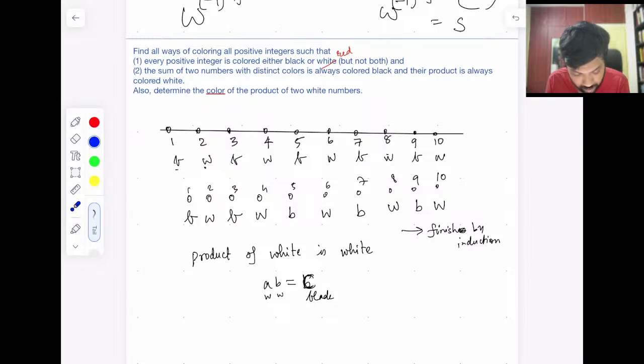How do we argue what is the product of white numbers? Rishan says induct on 4k plus 1. Yeah, that you can do for that previous part, but how do we answer this question?